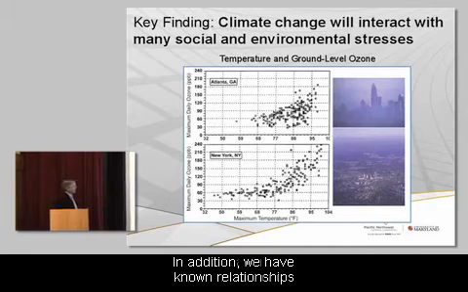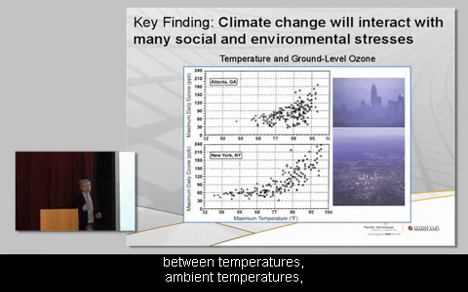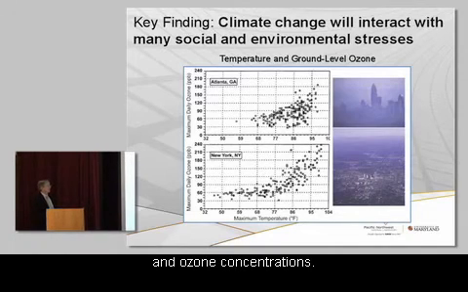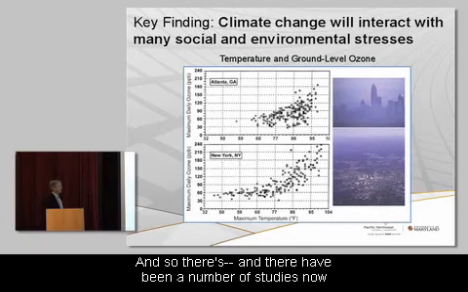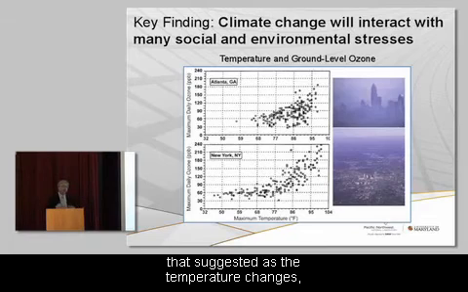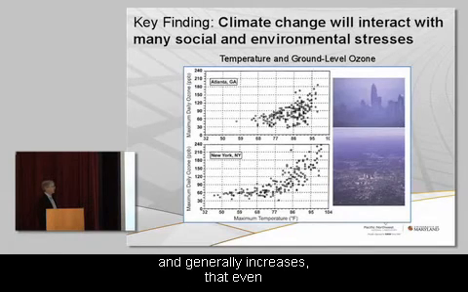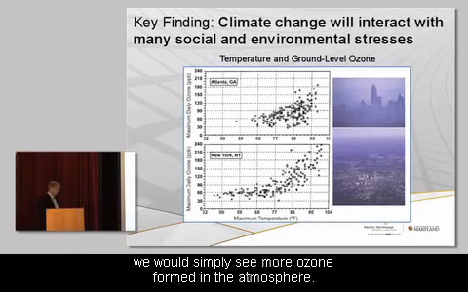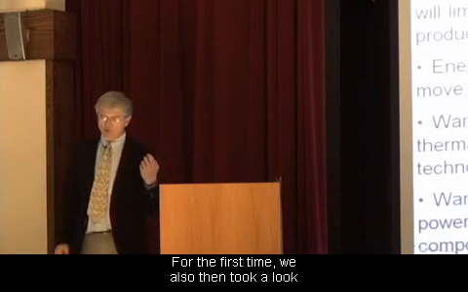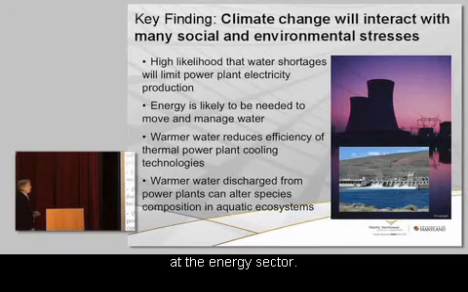In addition, we have known relationships between ambient temperatures and ozone concentrations. These are data from both Atlanta and New York. There have been a number of studies now that suggest that as the temperature changes and generally increases, even if we had the same emissions of ozone precursors as today, we would simply see more ozone formed in the atmosphere.